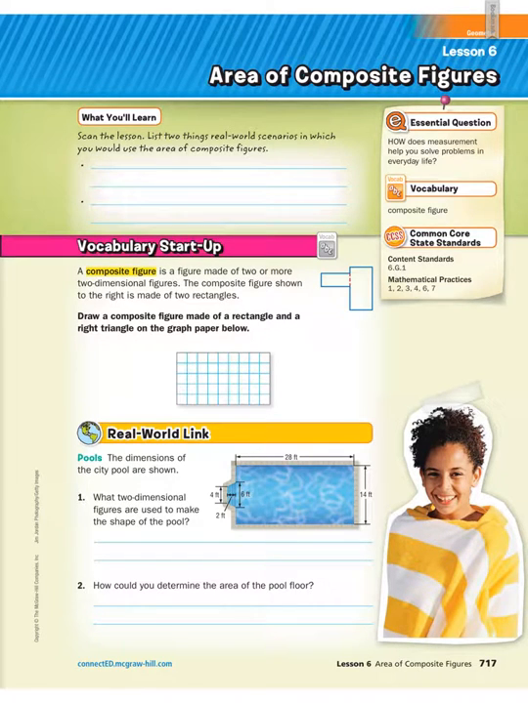All right, so this is a lesson on area of composite figures. This is lesson 6 in chapter 9.